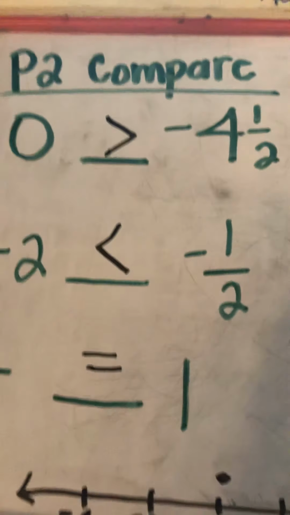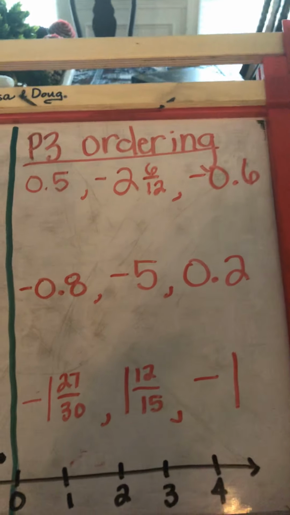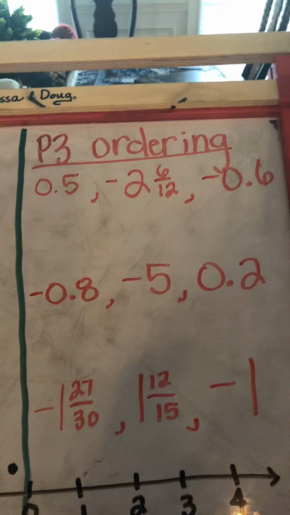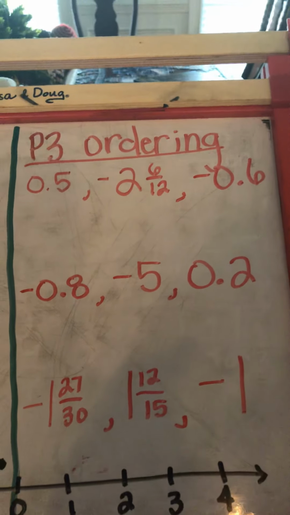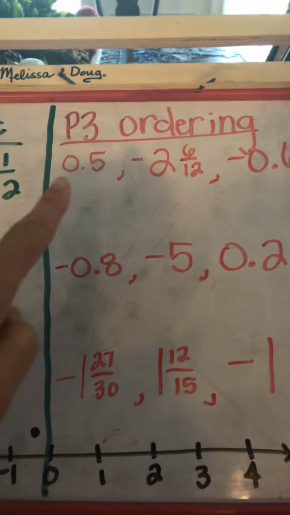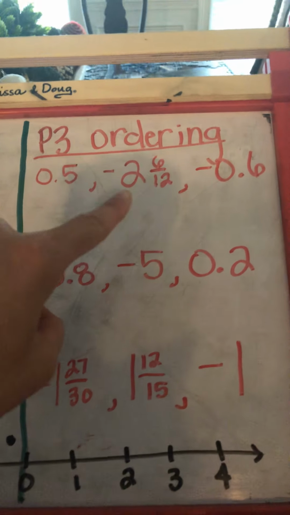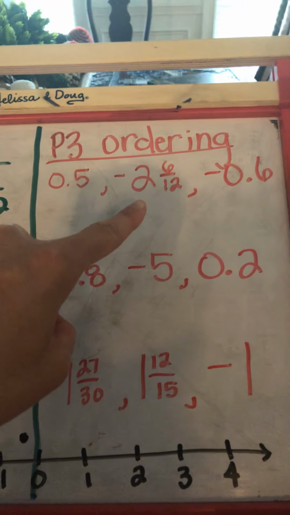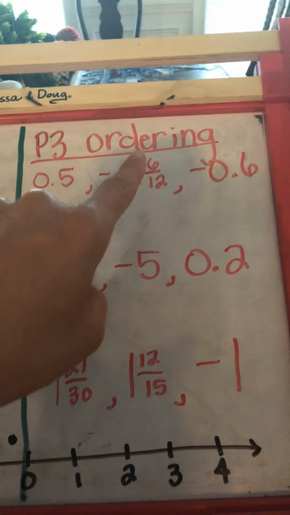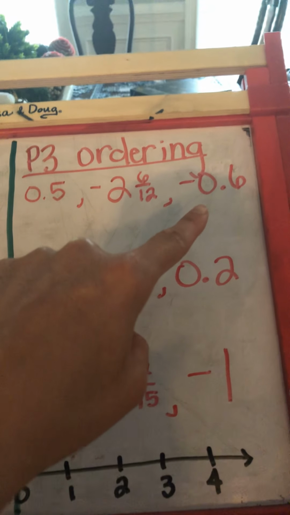helps us in our next skill when we have P3, when we are ordering and putting these in order from least to greatest or greatest to least. You have to be careful in IXL because it will switch it up. So I've got 0.5 or 5/10, that's how we say this decimal, a negative 2 and 6/12, sorry, or that would be negative 2 and 1/2, and then negative 0.6 or negative 6/10.